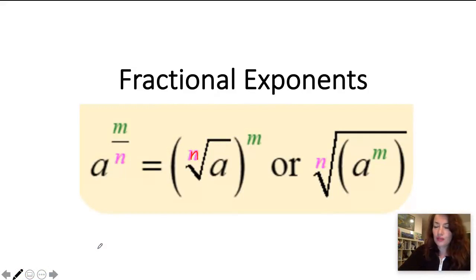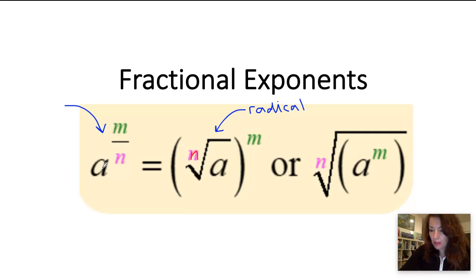Hi everyone, in this video I'm going to talk about fractional exponents. So right now here's the general form for how we write from a fraction, which is m over n, to radical form. So these represent the same expressions, but one is in fractional form and one is in radical form. So take a look to see how we write it.